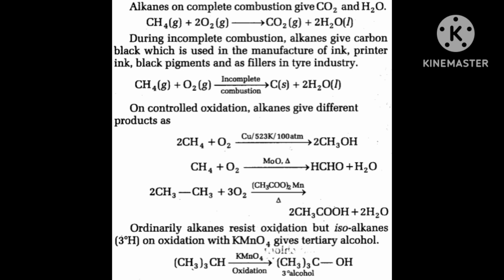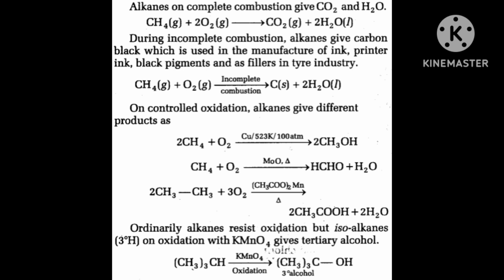And the fourth product: methyl propane, which you have taken. Methyl propane means 3 CH3 groups are attached to one carbon, and the fourth one is H. From CH4, 3 H are substituted by 3 methyl groups: CCH3, CCH3, CCH3, and the fourth is with H. This is actually 2-methyl propane, or methyl propane as you can also say.